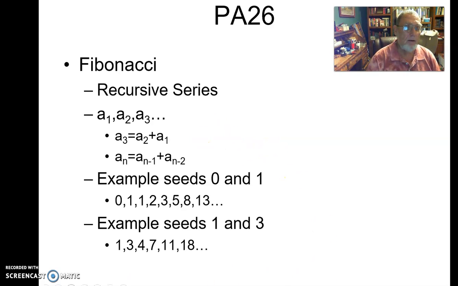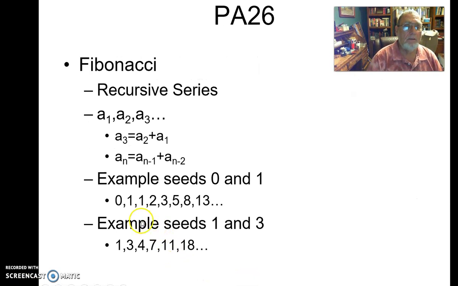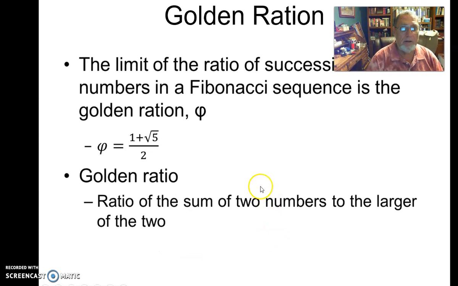Now, one of the cool things about it, why it was so interesting to people, is it actually has a limit. In other words, if you take the ratio of the successive numbers in the Fibonacci sequence, so you'd have to leave off the 0 here, but the successive. So you go 1 over 1, 1 over 2, 2 over 3, 3 over 5, 5 over 8, 1 over 3, 3 over 4, 4 over 7. That ratio has a limit. In other words, if you take the limit of that, then it turns out to be called the golden ratio.